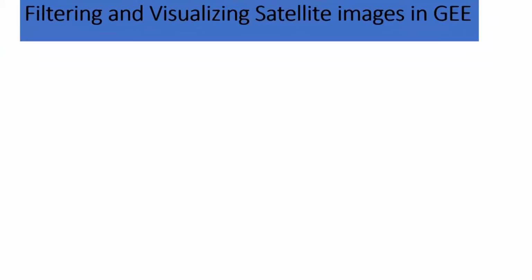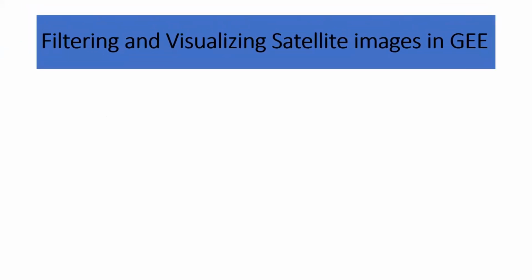So first of all, filtering and visualizing the satellite images in Google Earth Engine. One of the most fundamental parts of Google Earth Engine is selecting and filtering the images you need and displaying these images on the map. Google Earth Engine has a wide variety of public datasets. You can easily access and use these datasets. So first of all, filtering.